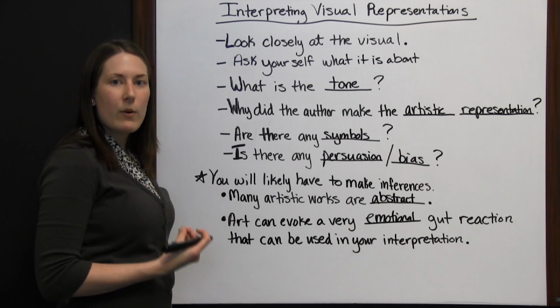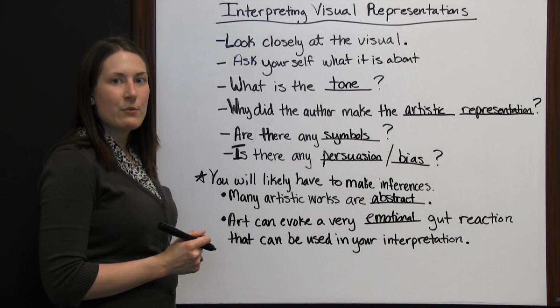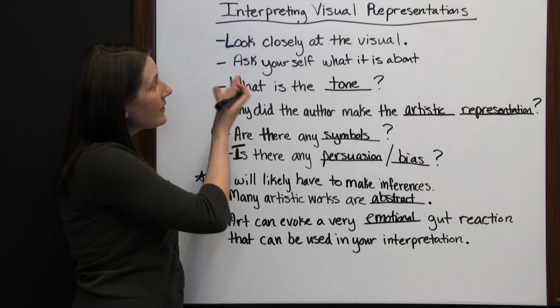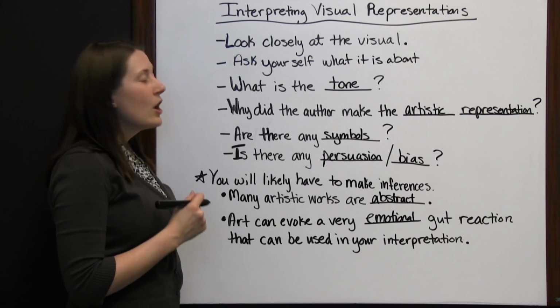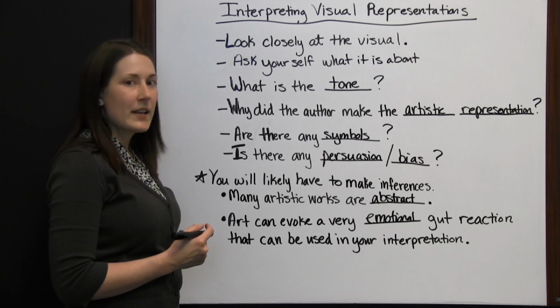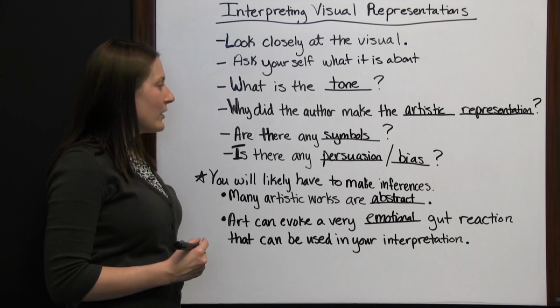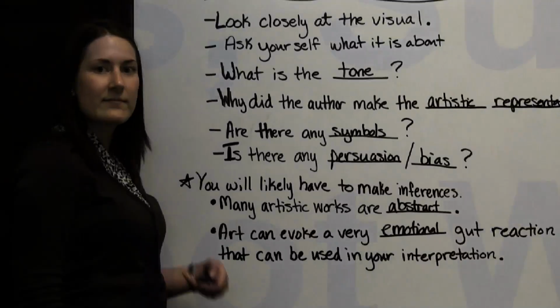You would have to think about what your gut reaction was to interpret why the author put that visual in there. So when you're trying to interpret visual representations, look closely at that visual and ask yourself why the author put it there in the first place. What is its purpose? What was the author trying to tell you beyond the text?